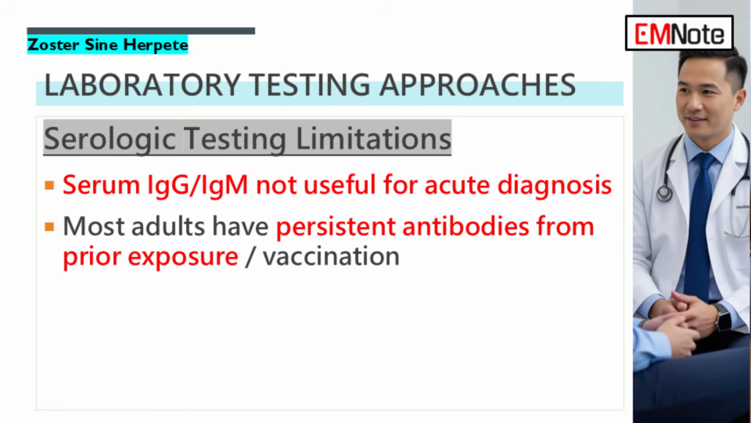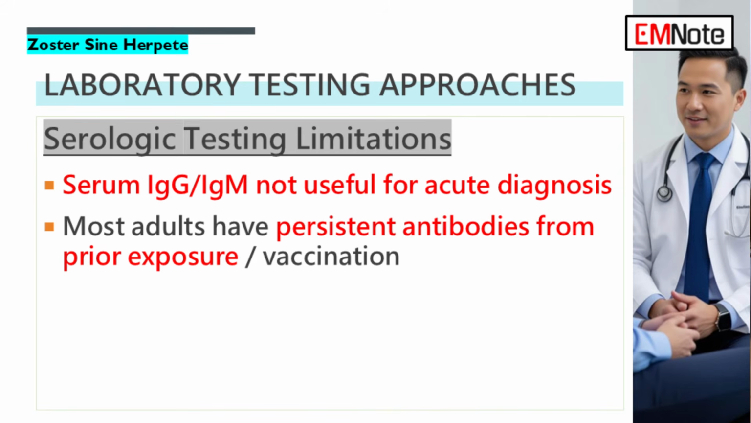Let's touch on something providers might try: standard blood serology. Looking at IgG or IgM levels in the serum, is that helpful at all for diagnosing acute ZSH? No, absolutely not helpful for an acute diagnosis. Serum serology is basically non-contributory here. Why not? Because almost every adult already has persistent IgG antibodies just floating around in their blood, either from having chickenpox years ago or from vaccination.